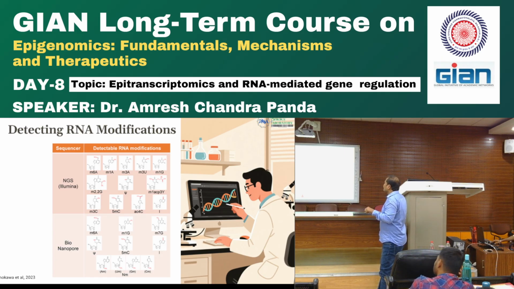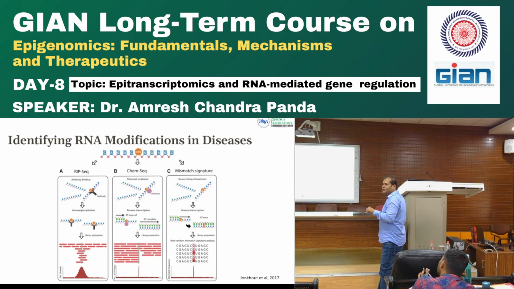So this is antibody based RIP-seq, antibodies like M6A pull down and then look at which fragment or RNA you have more of the modification. This is chemical based, like you stop the reverse transcriptase, right? Or you incorporate a mutation.